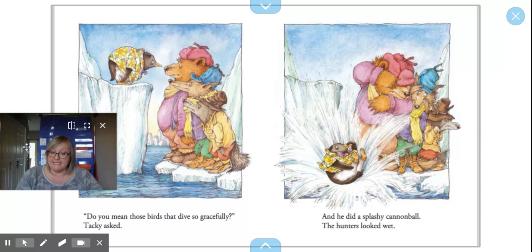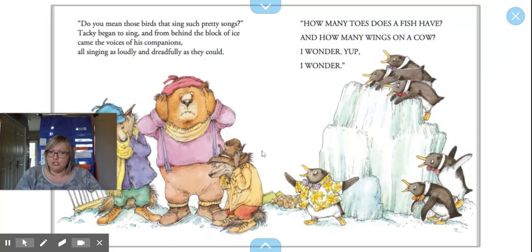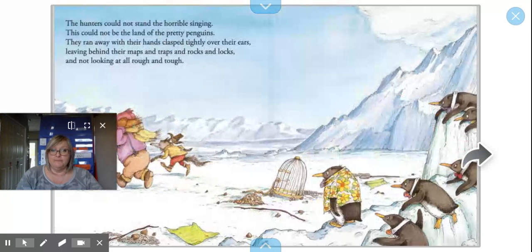"Do you mean those birds that dive so gracefully?" Tacky asked. And he did a splashy cannonball. The hunters looked wet. "Do you mean those birds that sing such pretty songs?" Tacky began to sing, and from behind the block of ice came the voices of his companions, all singing as loudly and dreadfully as they could. "How many toes does a fish have and how many wings on a cow? I wonder, yep, I wonder."